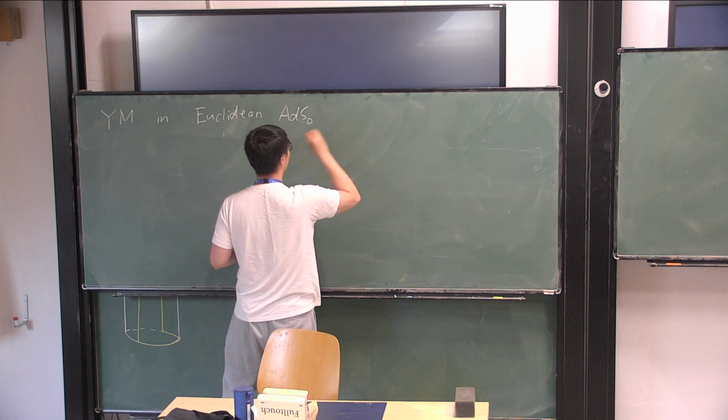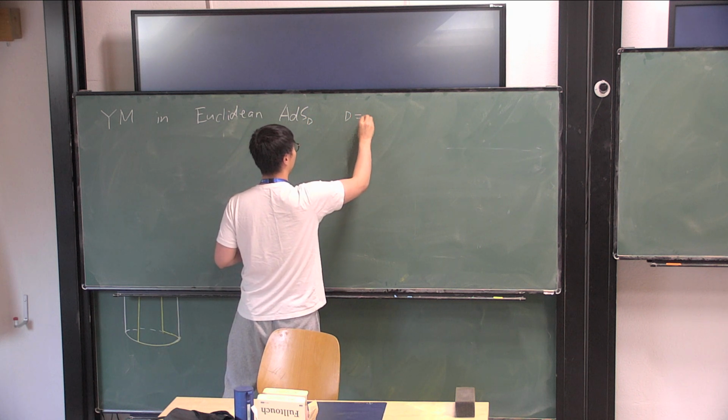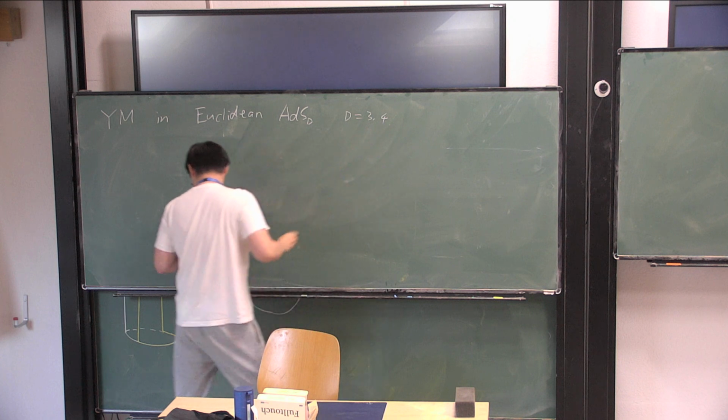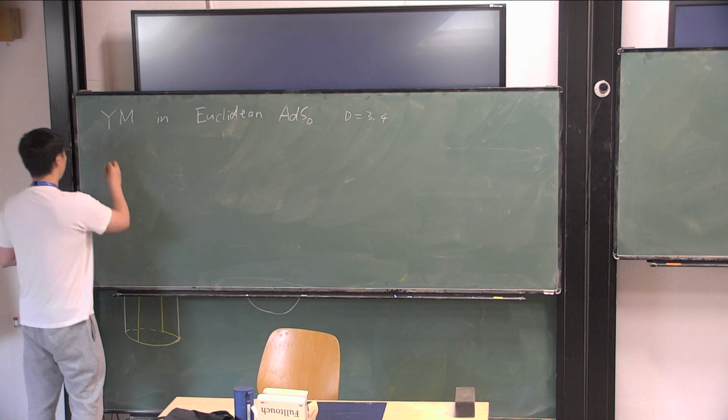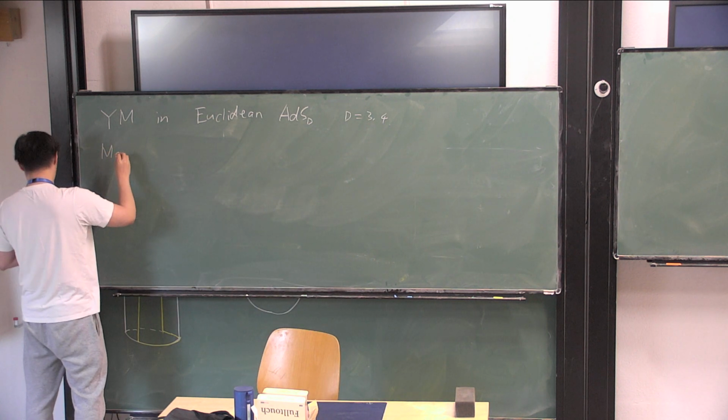We would like to talk about some problem related to pure Yang-Mills in Euclidean signature. We are interested in space dimension equal to 3 and 4. Let me first say something about the motivation.